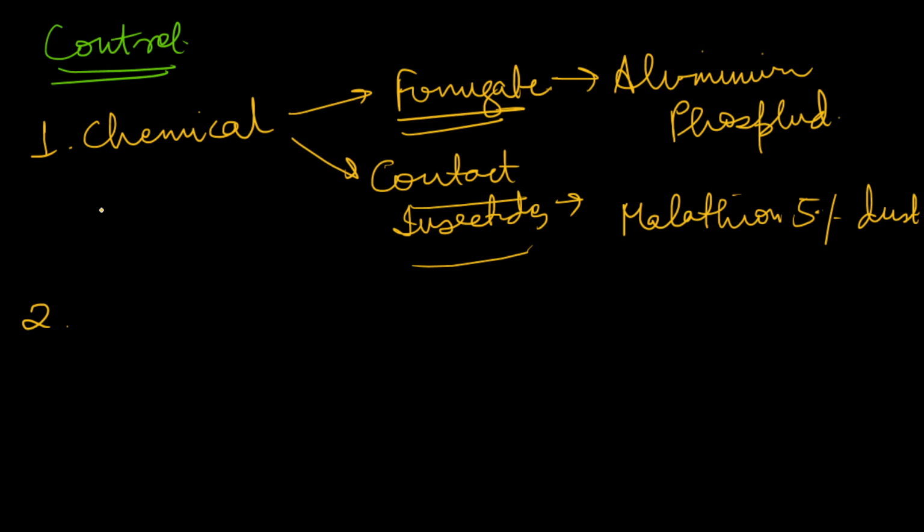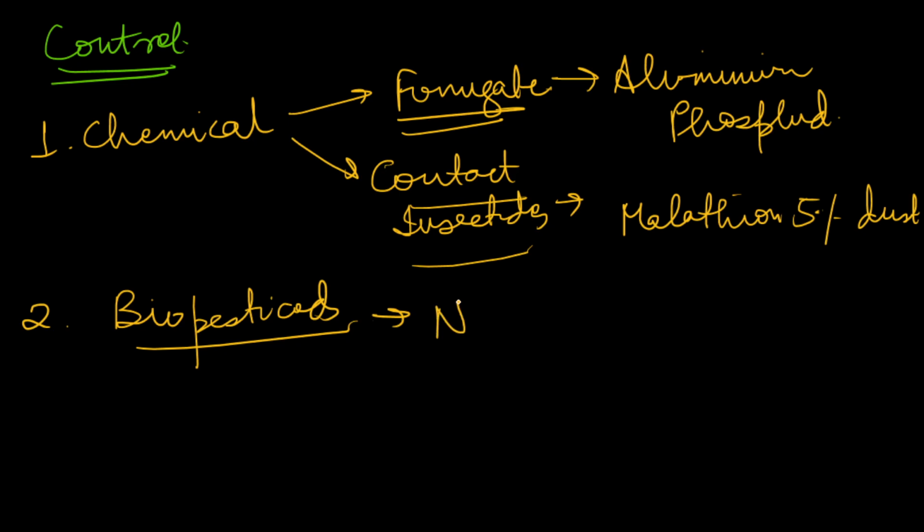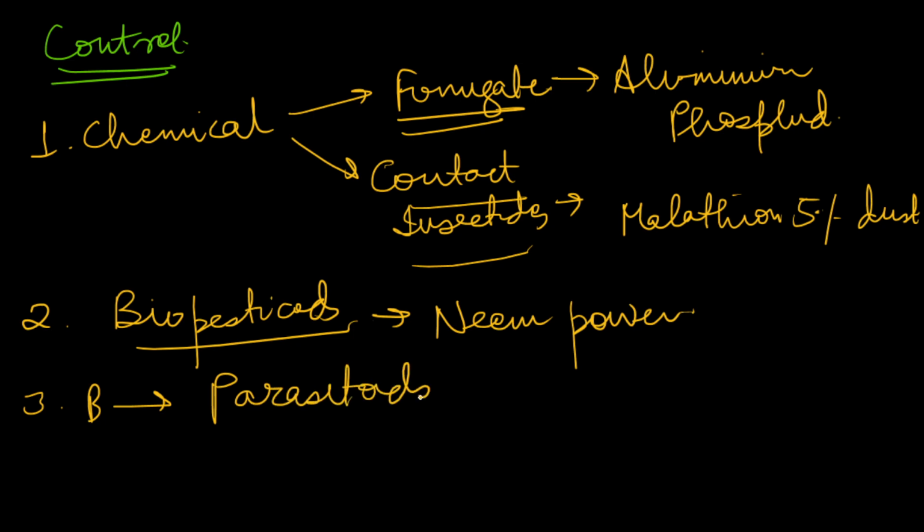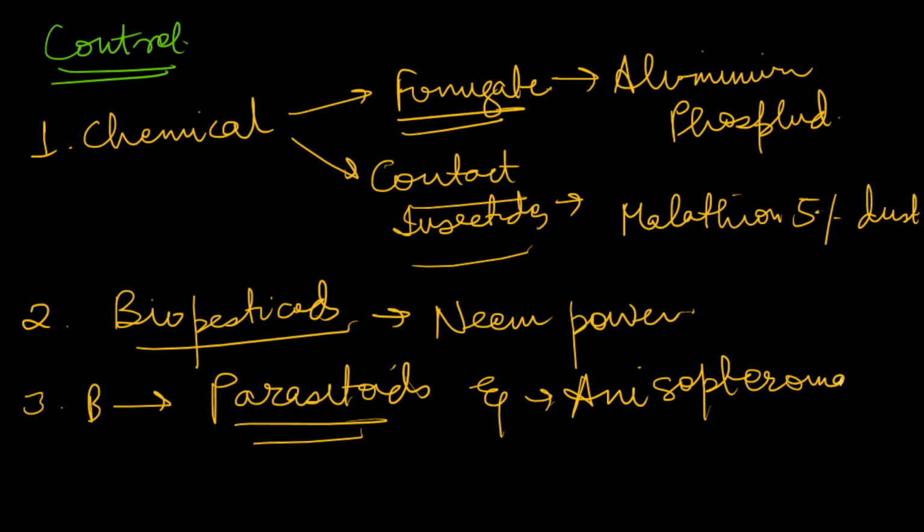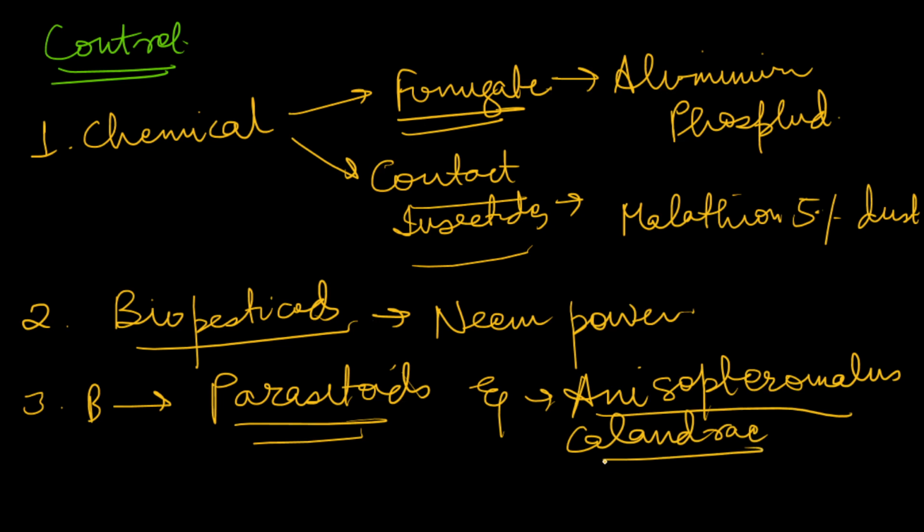Secondly, we can do botanical control, obviously the use of biopesticides such as neem powder. Next, in biological control, you can mention that we can use parasitoids which can kill these pests. For example, we can use Anisopteromalus calandrae. This is a parasitoid which can be used for the control of weevils. So I think these will be the control measures.